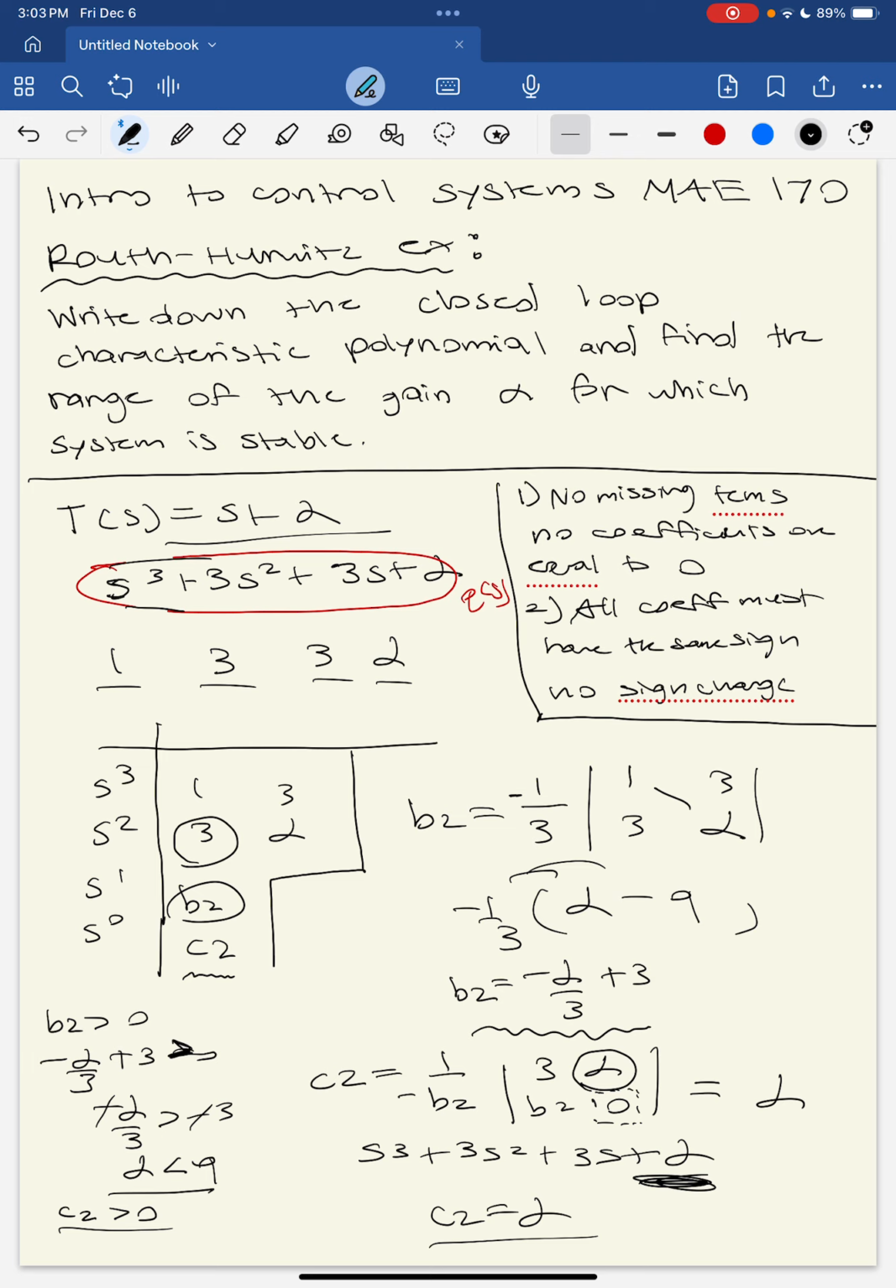So now we're going to make sure that we find our gain. Oh, my bad, there was actually one more thing here that I forgot to say. So C2 was greater than 0, but remember that was just alpha. There you go. So now alpha is going to be in between 0 and 9, and that is your gain alpha for which the system is going to be stable using this Routh-Hurwitz criterion.